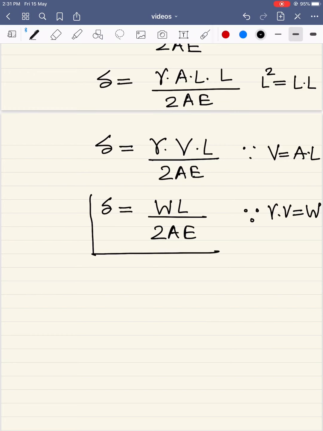So this is the formula, delta is equal to WL divided by 2AE, by which we can calculate the elongation of a prismatic bar due to its own weight. In this formula, delta is the elongation, W is the weight of the bar, and L is the total length of the bar.